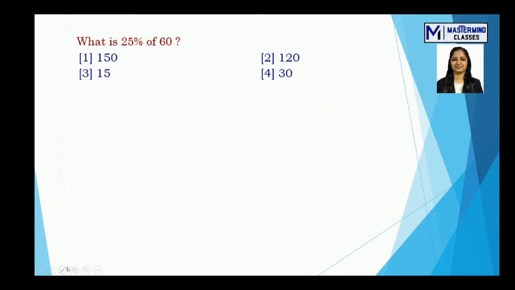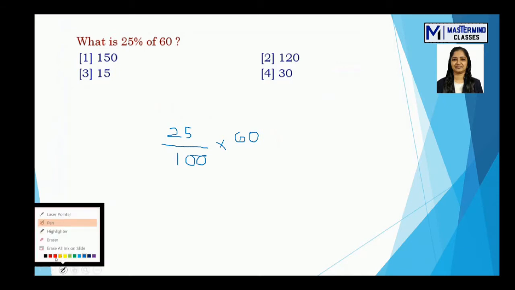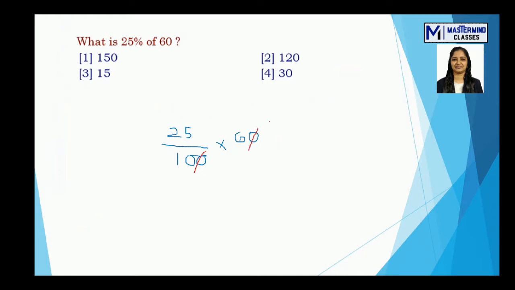25% of 60. Whenever it is 25% of 60, percent means upon 100. So 25 upon 100 multiplied by, of means what? Multiply, by 60. Now, to find the answer, you have to reduce it. What will you reduce over here? This 0 will get reduced with this 0, numerator and denominator. Now, you have to reduce: 5 fives are 25, 5 twos are 10.